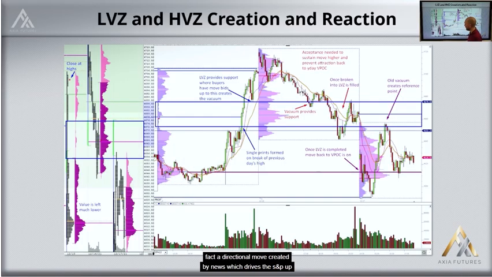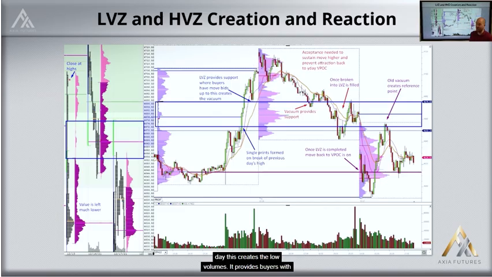This is in fact a directional move created by news, which drives the S&P up and away from value, leaving an area of low volume here where the market is completely driven by buyers. We surge higher in this zone, which runs from around 53 all the way up towards 76. Straight line move up. We use the top of that low volume as an area of support to give us that final leg. So that's the first day.